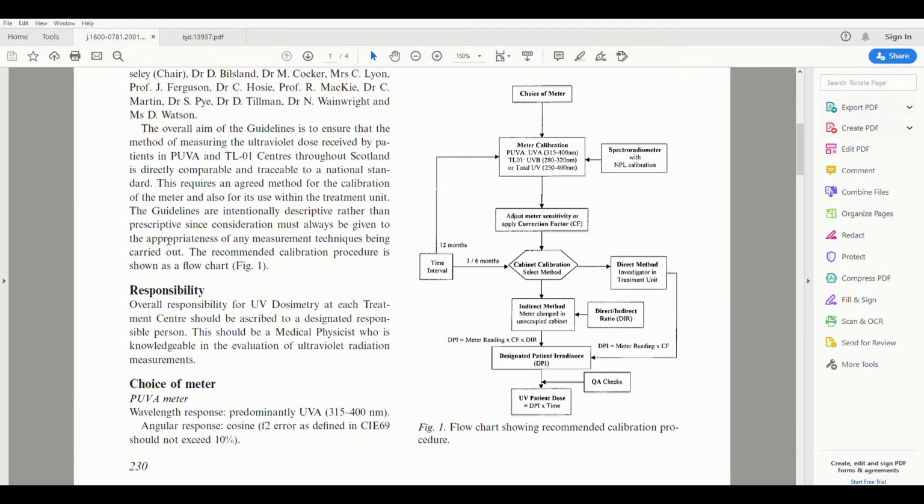You'll find a good flowchart inside the Scottish UV Dosimetry guidelines that lays out how the measurement process should take place. What you're ultimately trying to do is determine the designated patient irradiance, the DPI. Now that I've shown an example of the calculation of the direct to indirect ratio, let me show you an example of how that's then applied to some indirect measurements in order to get this designated patient irradiance.